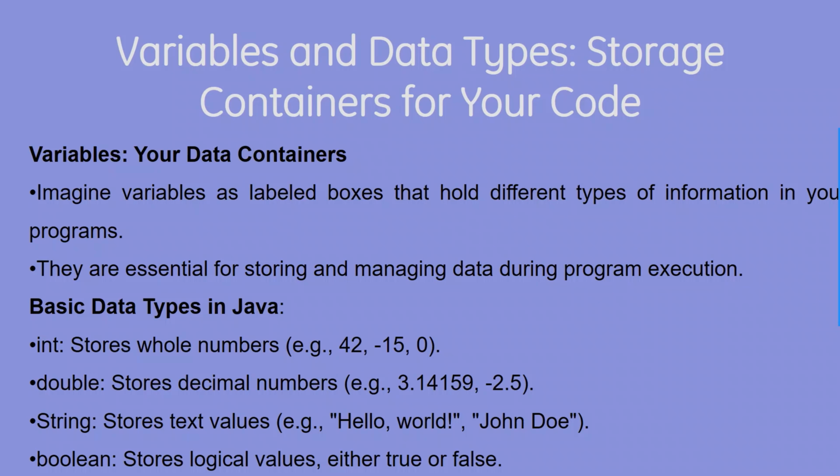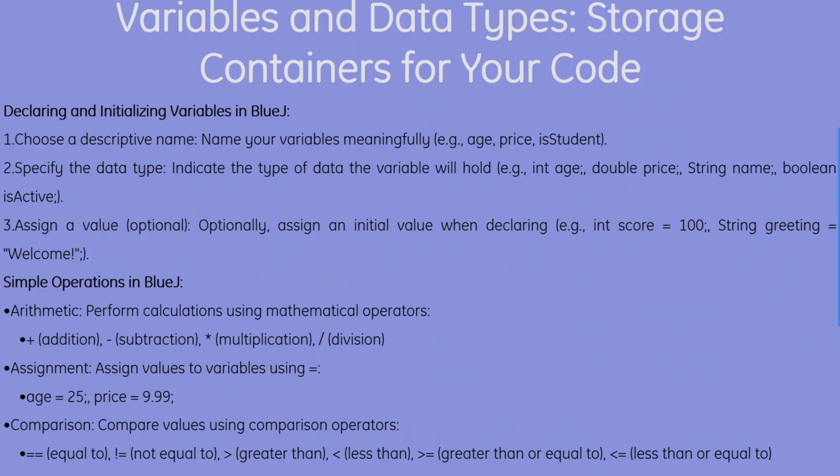What are the basic types in Java? We have int, double, String, and boolean. int is for whole numbers. double stores decimal numbers like 3.14. You can see the examples. String is a text value, so any kind of word within double quotes is a string value. And we have boolean, which is either true or false. So it stores logical values.